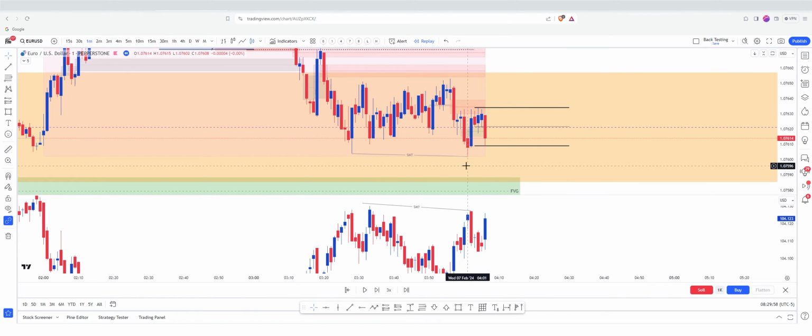I'm not taking this because I want to see a sweep of liquidity in the macro time. So this wasn't an entry for me. I'm looking for a sweep of liquidity with then bullish SMT and a large engulfing candle. So this wasn't an entry because this was put in prior to the macro opening.